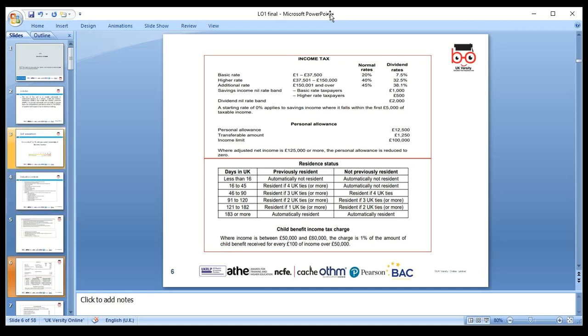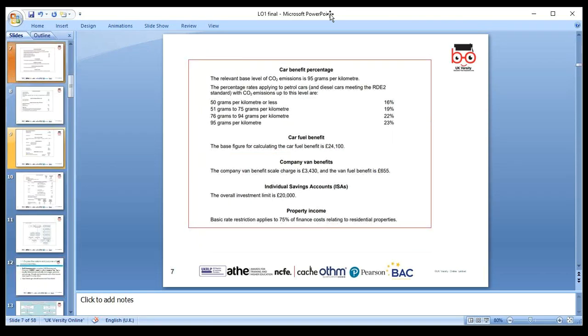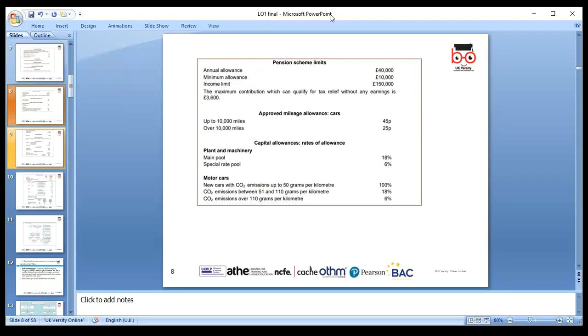On dividends, we've been given the first 2,000 at the nil rate. If anything is more than that, your rates will change. So here is where tax planning will come in as well, if you inform your clients, so that we can look around. Okay, resident status, you need to look at the rules around it. So tax implications: car benefits, car fuel, individual savings accounts, property income, pension schemes, mileage.